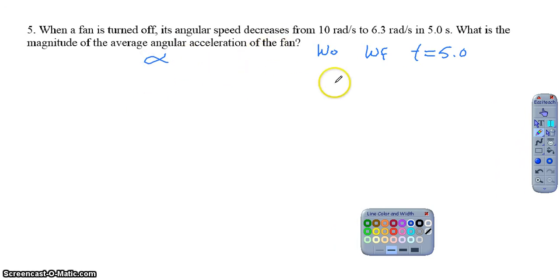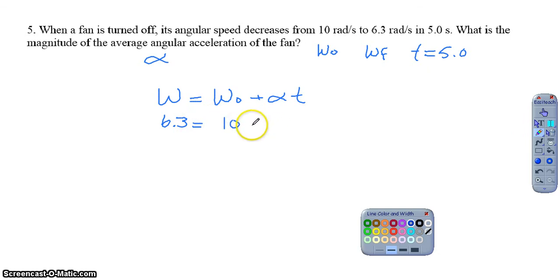All this one really is is a pretty straightforward application of angular kinematics and solving from there. So looking at these variables, we would use our WOTAT formula, if you prefer to think of it that way. So our final angular velocity equals our initial plus our acceleration times time. We know that our final velocity is 6.3, equals my initial 10 radians per second plus alpha, my unknown, times 5 seconds. So again, just a matter of solving this and going from there.